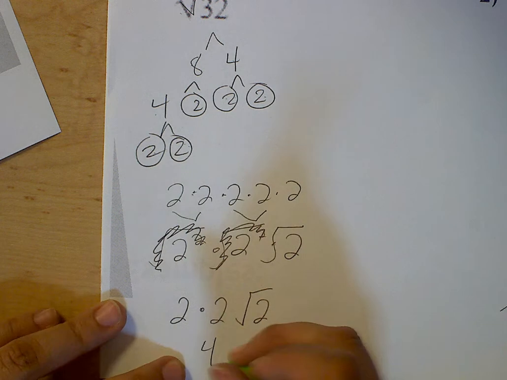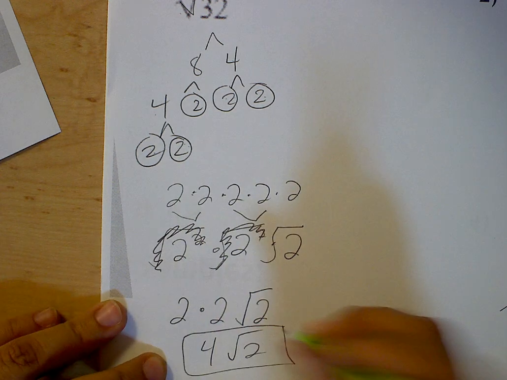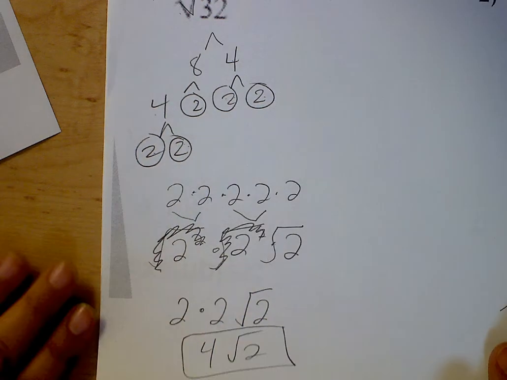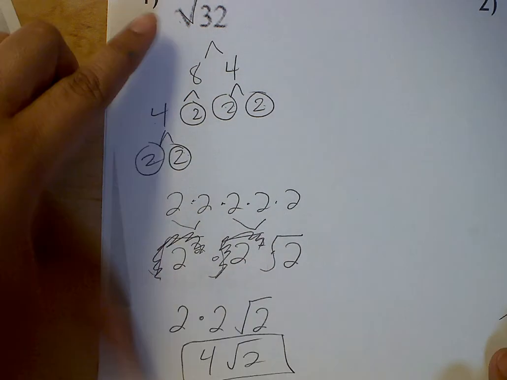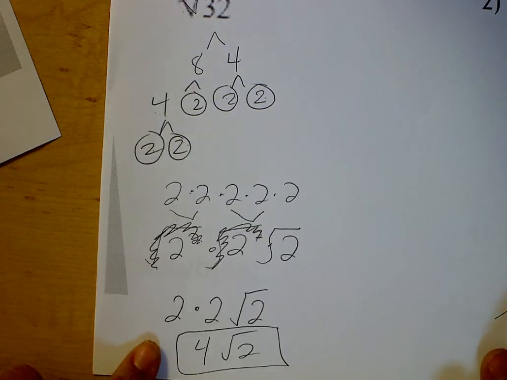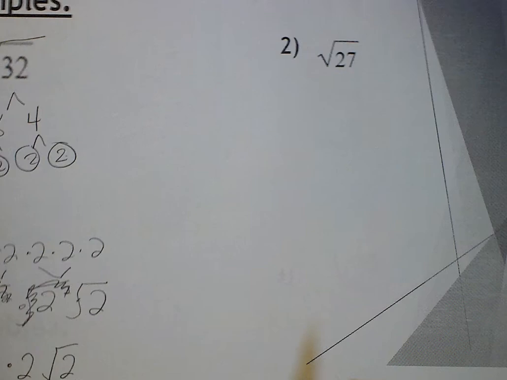2 times 2 is 4. 4 rad 2 would be the simplified answer to radical 32. So this is where you would want to go with it. Let's do one more this way.